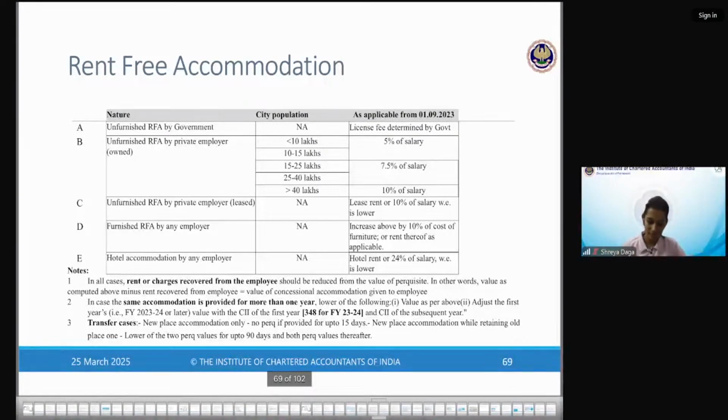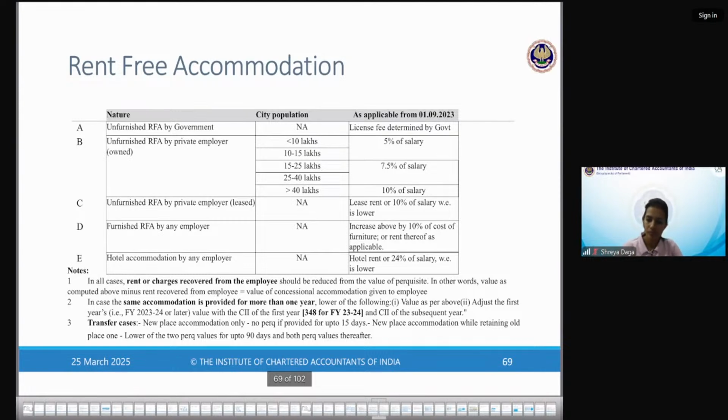Kevin, salary for this purpose has to be considered. Ma'am will explain what the meaning of salary is for that. Like in rent-free accommodation, if you see 5% of salary, 7.5% of salary, or 10%, what is salary? What is all included in the meaning of salary? Ma'am will explain that in the next class, when she takes the practical problems, she will explain the meaning of salary.